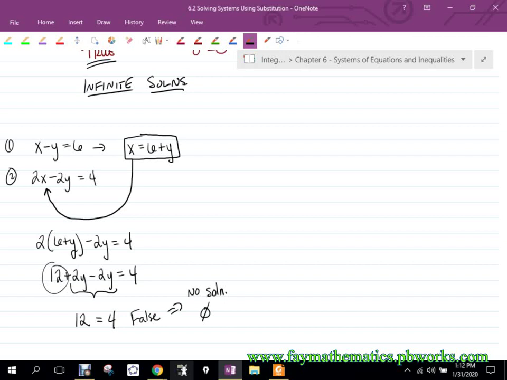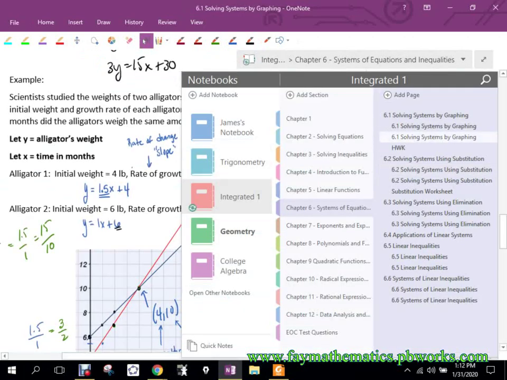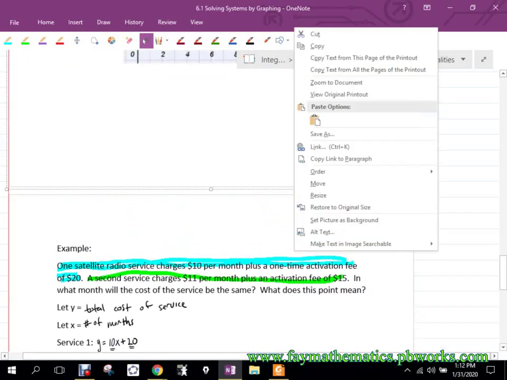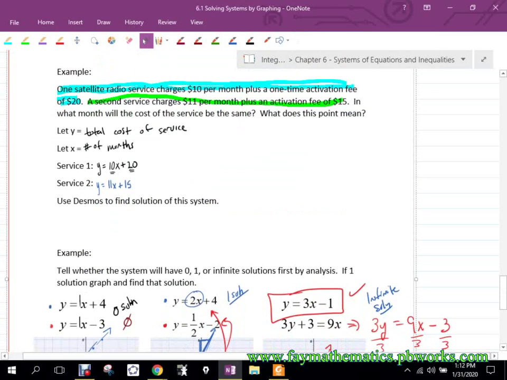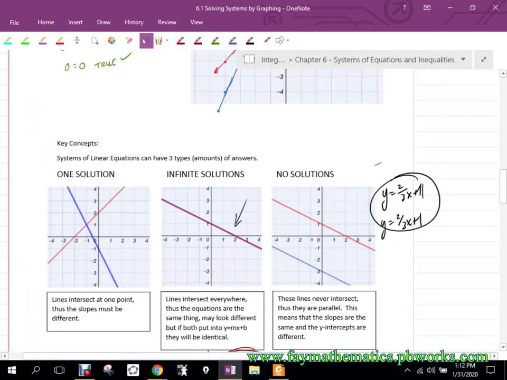So no solution, infinite solutions, or one solution. And that should all kind of parallel back to what we saw right here in 6.1, when we talked about graphically how one solution, no solution, or infinite solutions should look to us.